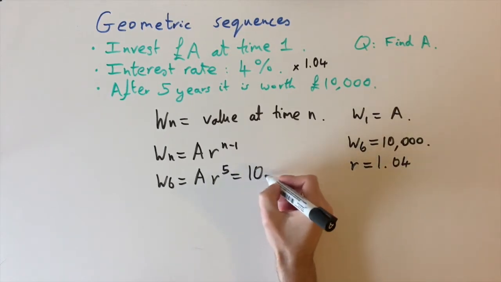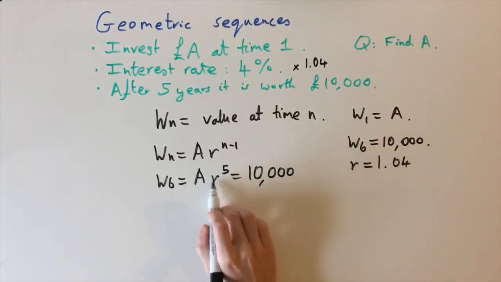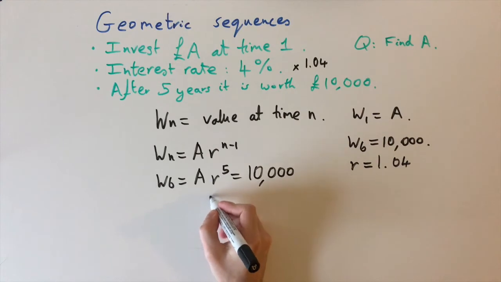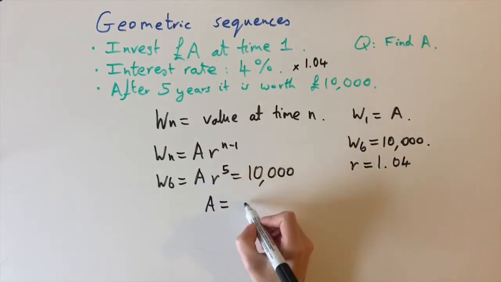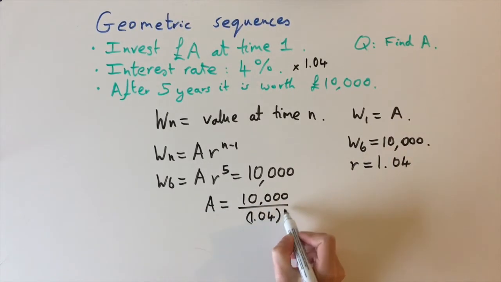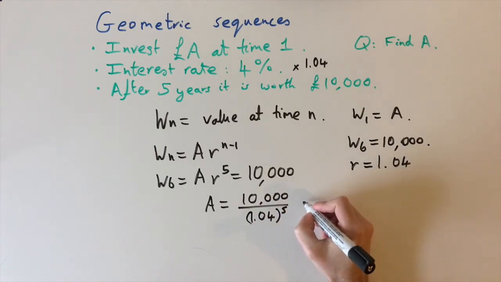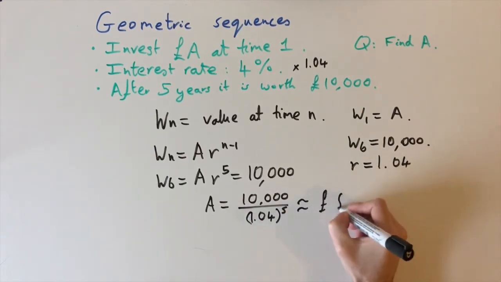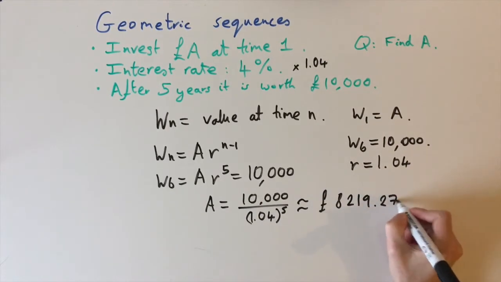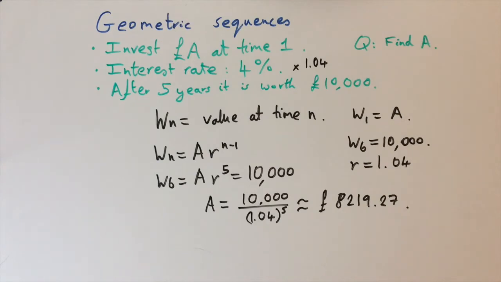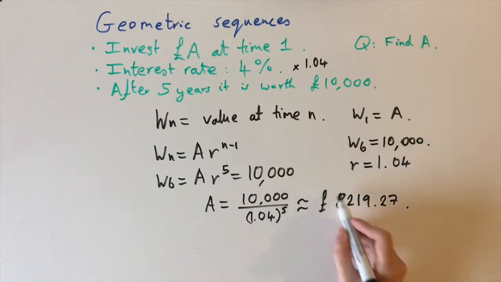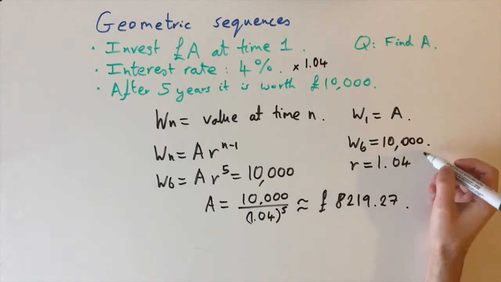So this is equal to 10,000. That's what we were told. And now we know what r is, so we can just divide by this and we can find what a is. So this is kind of the idea to this question. So just dividing by r to the power of 5, and I'll sub it in. So this is 1.04 to the power of 5. And you can plug this into a calculator. This is about £8,219 and 27 pence. So this tells us the investment we need to make at time 1, so that after 5 years, this investment is now worth £10,000. So if we put £8,219 in the bank, we're going to be left with 10,000.